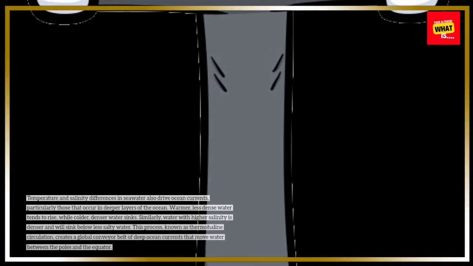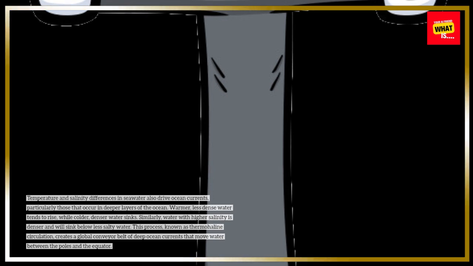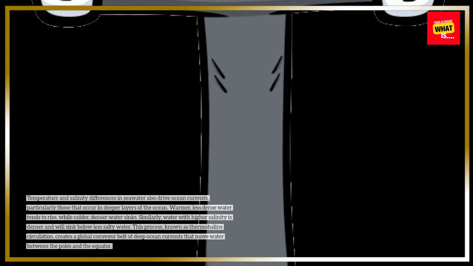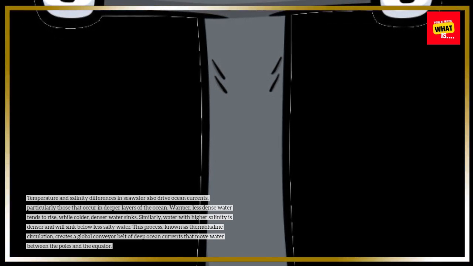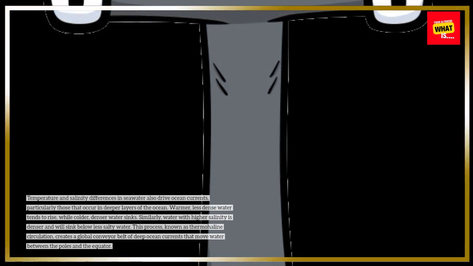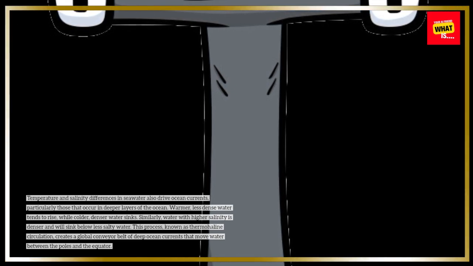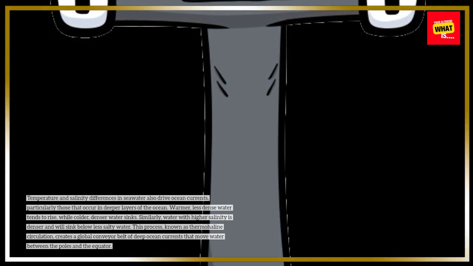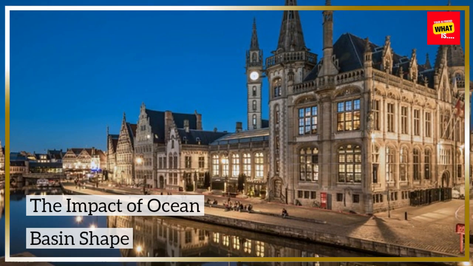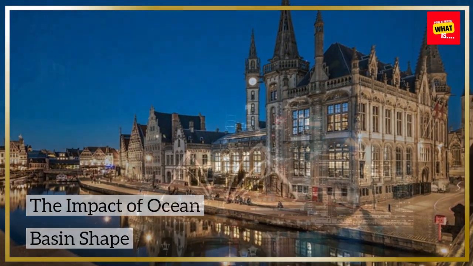Temperature and salinity differences. Temperature and salinity differences in seawater also drive ocean currents, particularly those that occur in deeper layers of the ocean. Warmer, less dense water tends to rise, while colder, denser water sinks. Similarly, water with higher salinity is denser and will sink below less salty water. This process, known as thermohaline circulation, creates a global conveyor belt of deep ocean currents that move water between the poles and the equator.